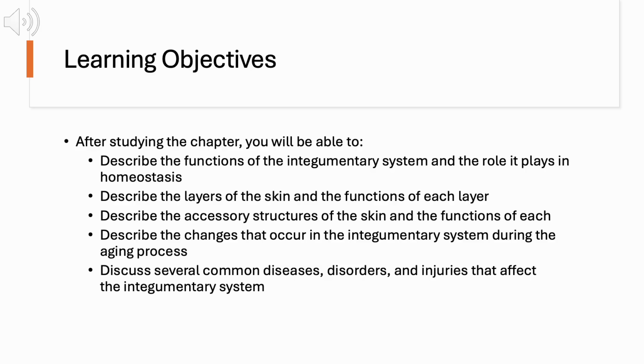After studying the chapter, you will be able to describe the functions of the integumentary system and the role it plays in homeostasis. Describe the layers of the skin and the functions of each layer. Describe the accessory structures of the skin and the functions of each. Describe the changes that occur in the integumentary system during the aging process. Discuss several common diseases, disorders, and injuries that affect the integumentary system.